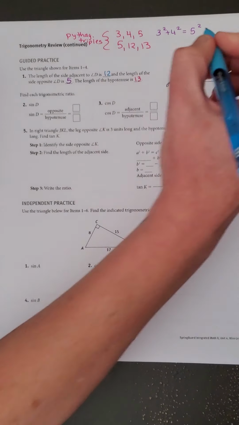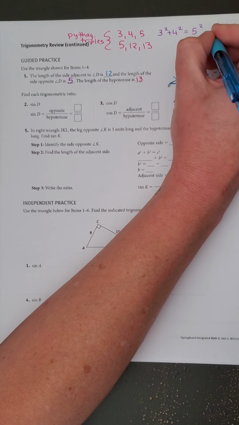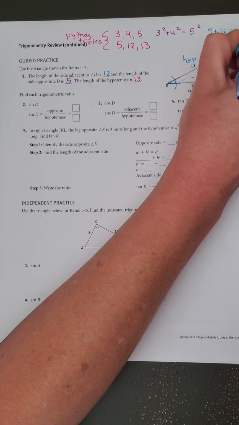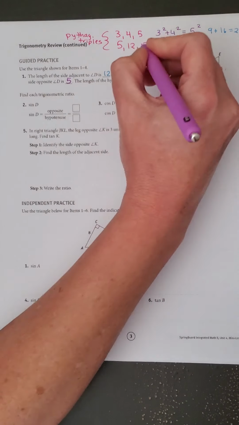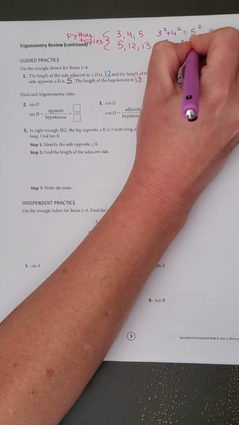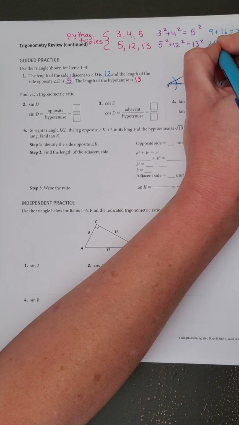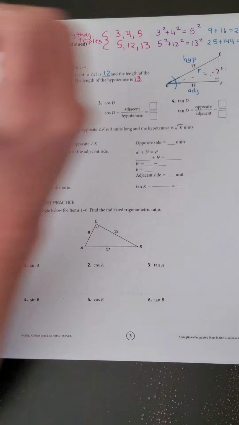All right, and then a Pythagorean triple is 3 whole numbers that work in the Pythagorean theorem, and you can see that when I square and add, I get 9 plus 16 equals 25, which is true. And the same thing with the next one. If I square these, 5 squared plus 12 squared, does that equal 13 squared? 25 plus 144 equals 169, and yes, that is true as well.